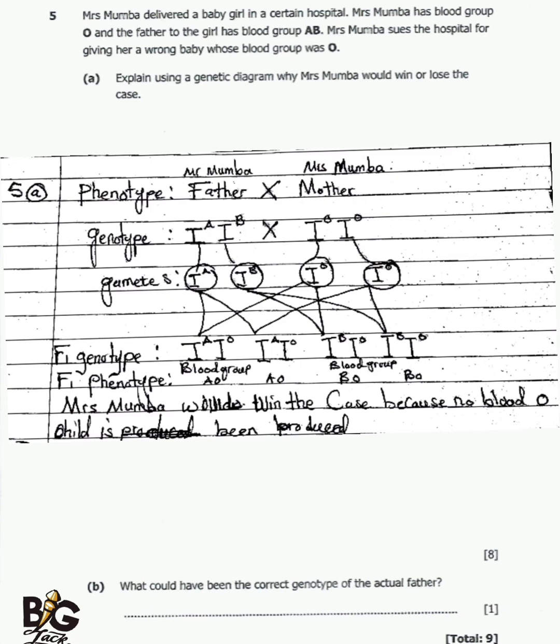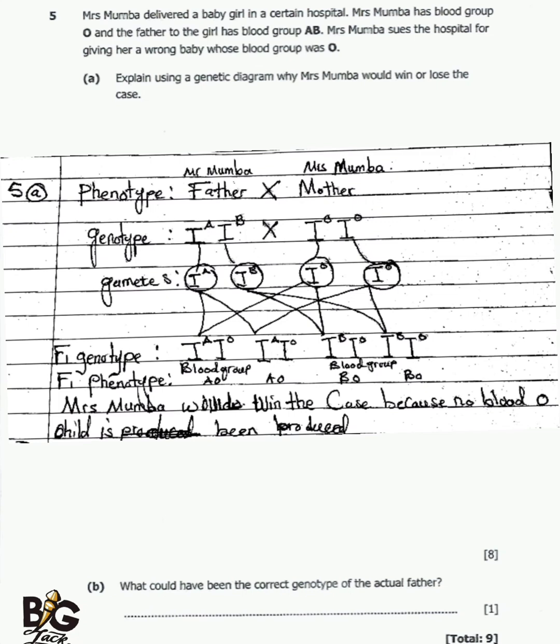Then from there, capital letter A from Mr. Mumba is going to cross with the two gametes from Mrs. Mumba. So capital letter A is going to go with blood group O. As a result, I'm going to have capital letter I to the power A, capital letter I to the power small letter o, which is blood group A heterozygous. Then capital letter I to the power A with small letter o again, I'm going to have the same blood group, blood group A heterozygous. Let's move on to B.